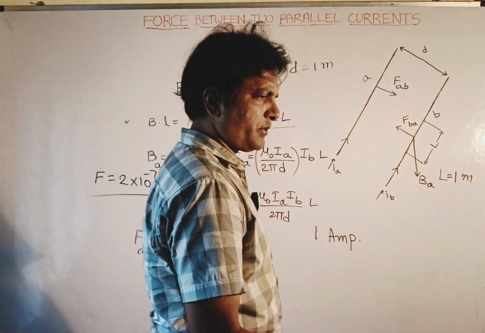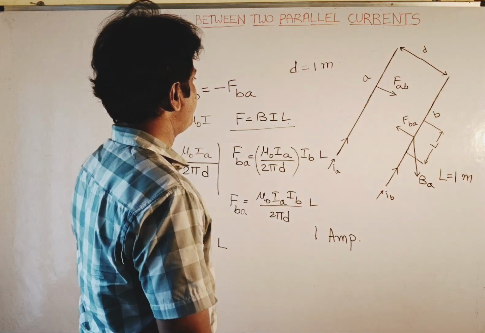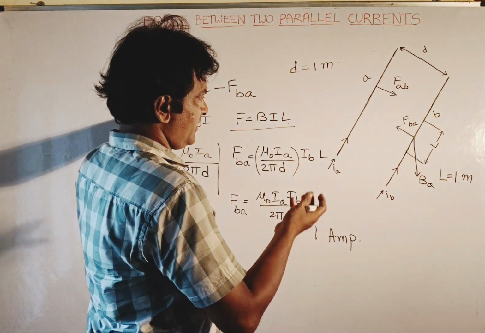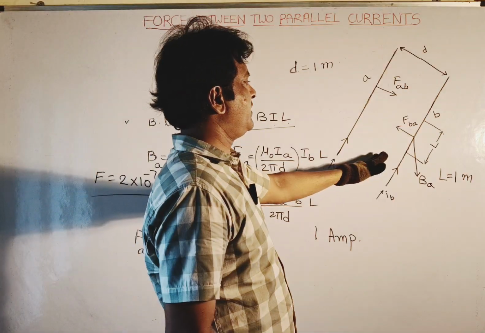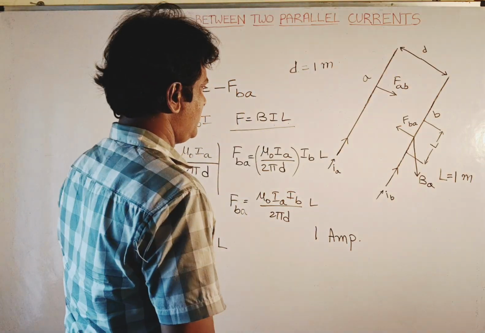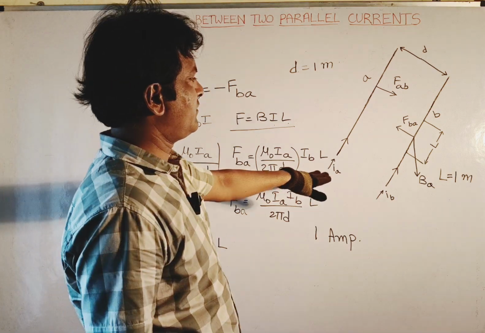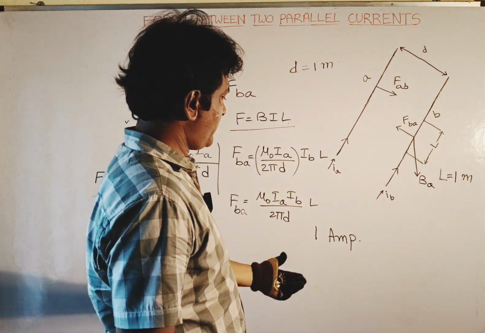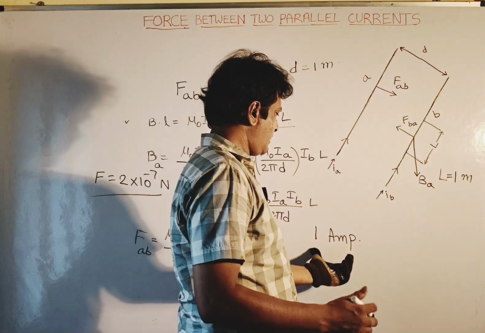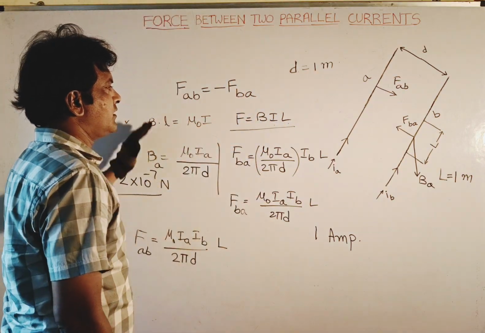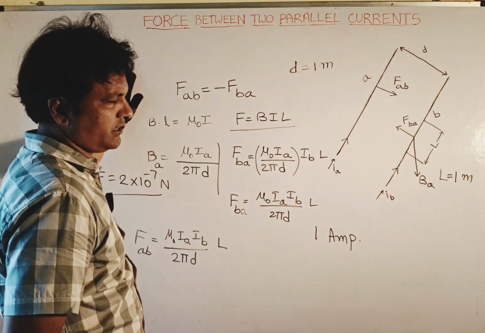When you come to the practical definition of ampere, we must neglect the Earth's magnetic field here. There will be an effect of the Earth's magnetic field on these two conductors because we have not considered it. But as a definition, if you want to define the ampere very practically, you also need to consider the Earth's magnetic field.